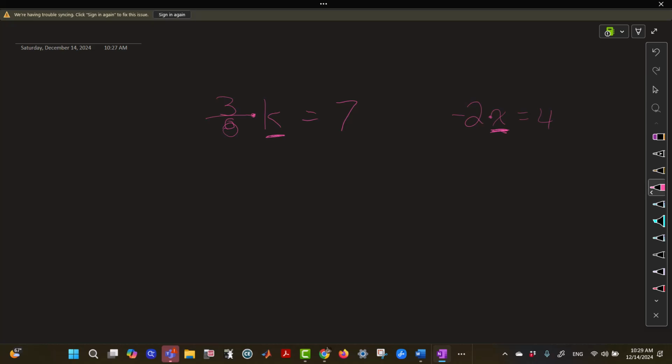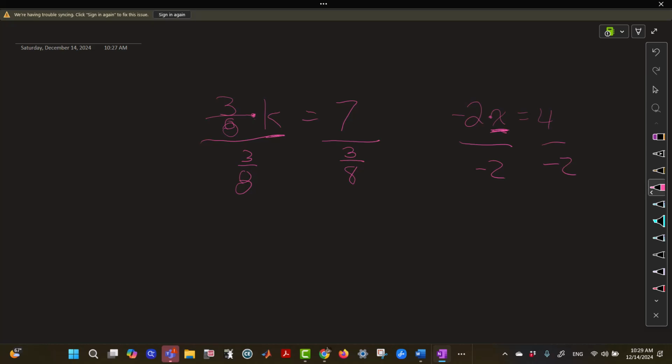So with 3/8 multiplied times k, I need to divide by 3/8. So I would divide by 3/8, and then this other one I would divide by negative 2. And the way we write that is using a fraction bar, because a fraction bar is the same thing as dividing. So in this one over here, I would have negative 2 and negative 2. So on this first equation, I have 3/8 times k, and then divided by 3/8.